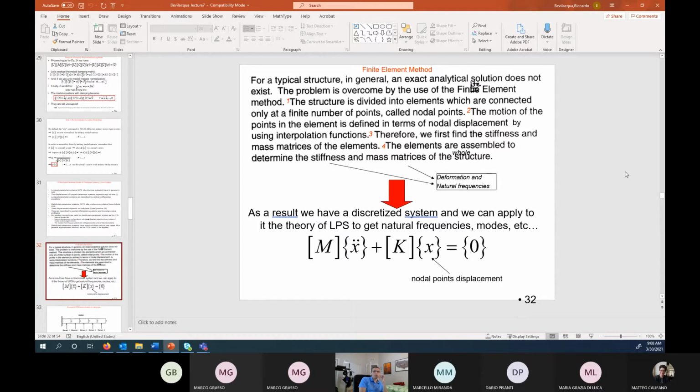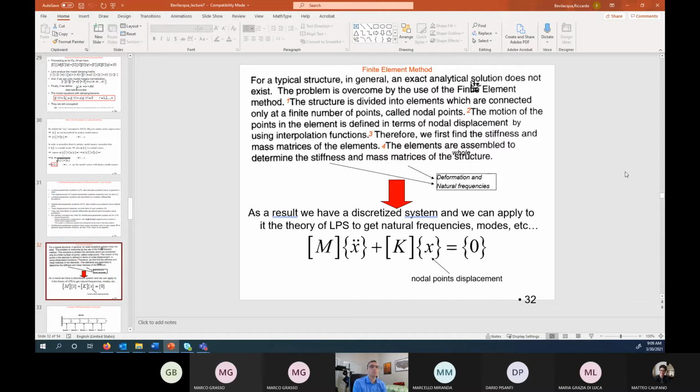The motion of these points is defined in terms of the nodal displacements with interpolating functions. Basically, you have to find the stiffness and mass matrix for each element, and then you assemble, connecting the different elements through boundary conditions, and finally find the total mass and stiffness matrix for the system. So in other words, we're going to take a continuous system and manipulate it so that we get the equation that you see below.